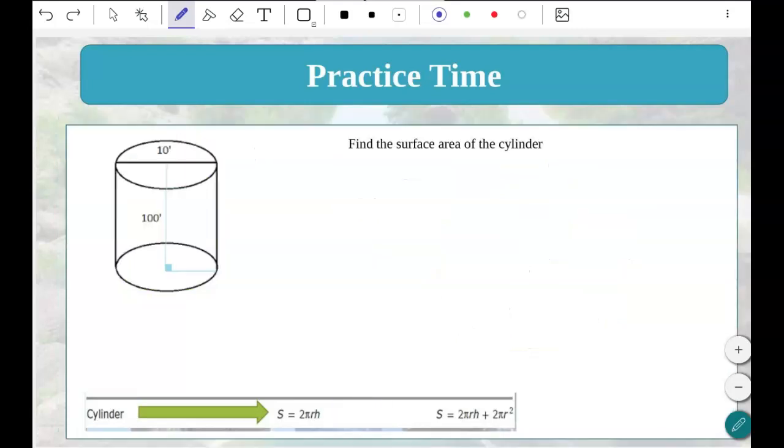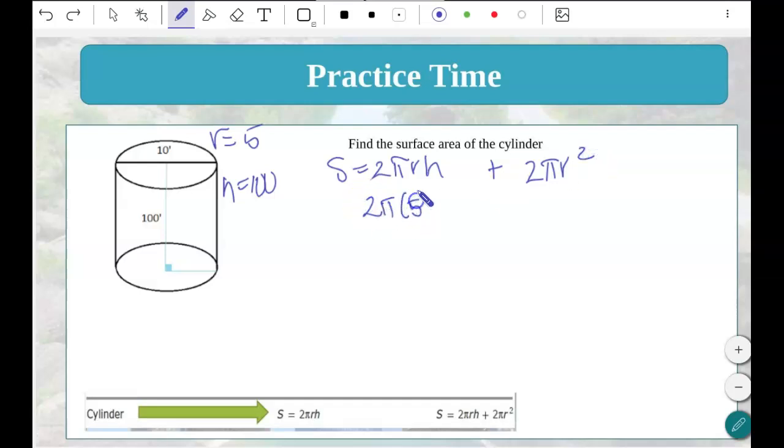All right, let's try, actually, let's do this one because it gives you the diameter. You would need the radius. If the diameter is 10, the radius is 5, and the height is 100. All right, so we calculate the surface area: 2 pi r times the height and 2 pi r squared. Plug in our numbers. Radius is 5, the height is 100. And then 2 pi, 5 squared.